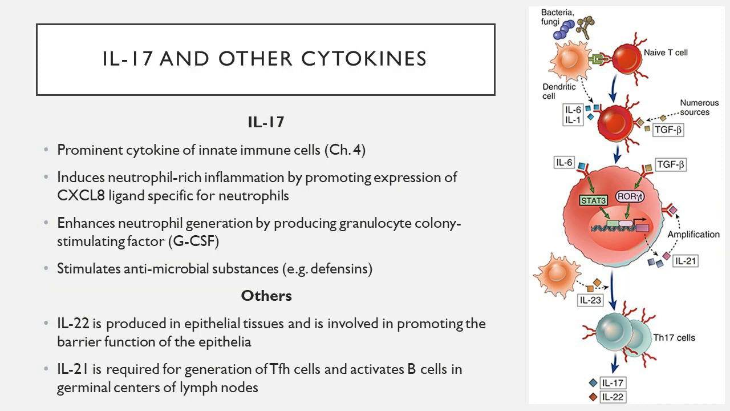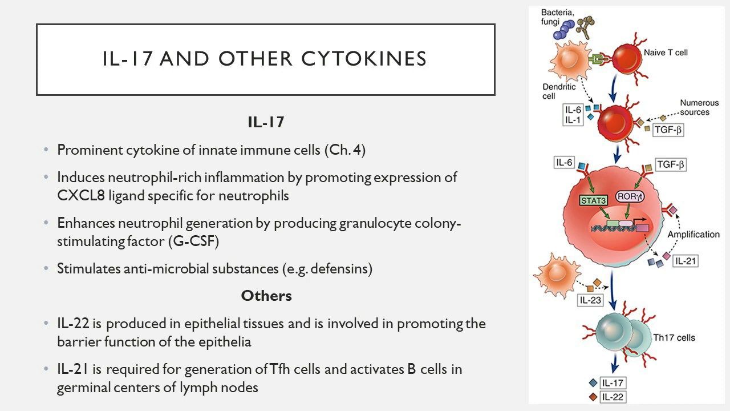Because IL-17 is the signature cytokine of this particular subset, let's talk about it in a little bit more detail. We'd already discussed this previously in Chapter 4 because we know it's a prominent cytokine of the innate immune system, and now we're learning how the adaptive immune system, through these T helper cells, can help augment the action of these innate immune cells. And so in this case, it's through this cytokine IL-17.